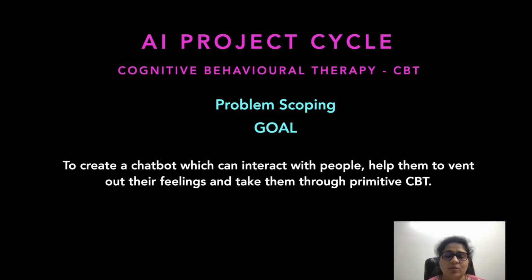So after doing this, where are we reaching in problem scoping? We are defining a goal. So what is the goal now? To create a chatbot which can interact with people, help them to vent out their feelings and take them through primitive CBT, right? So after studying the scenario and doing the problem statement templating, we are able to understand and define the goal very clearly.